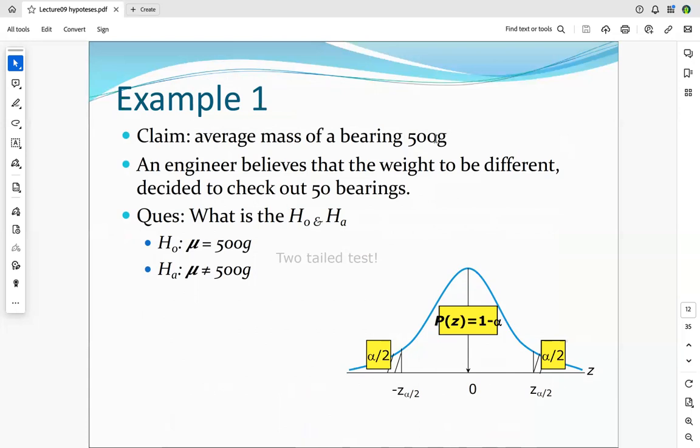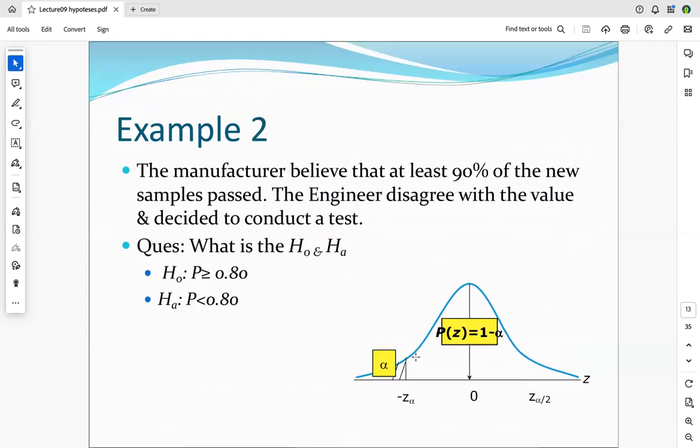So this is an example. The average mass of a bearing is 500 grams. An engineer believed that the weight ought to be different, and decided to check out 50 bearings. What is the null and alternative hypothesis? So we know that the mean is 500 grams. The engineer's belief is different. It could be lesser or more. So therefore, we have a two-tailed test in this case.